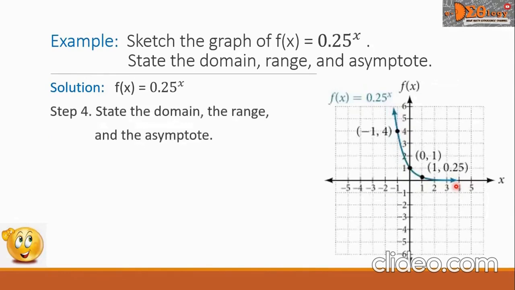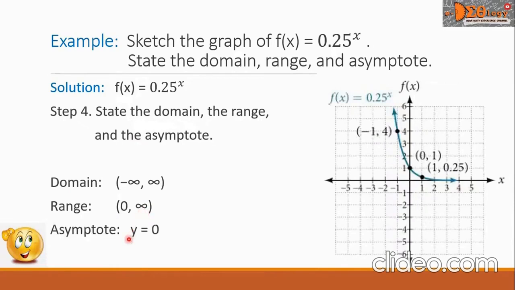Step 4. Let us state the domain, the range, and the asymptote. The domain is from negative infinity to positive infinity. The range is from 0 to positive infinity. And the asymptote is the horizontal line y equals 0. This is now the final answer.